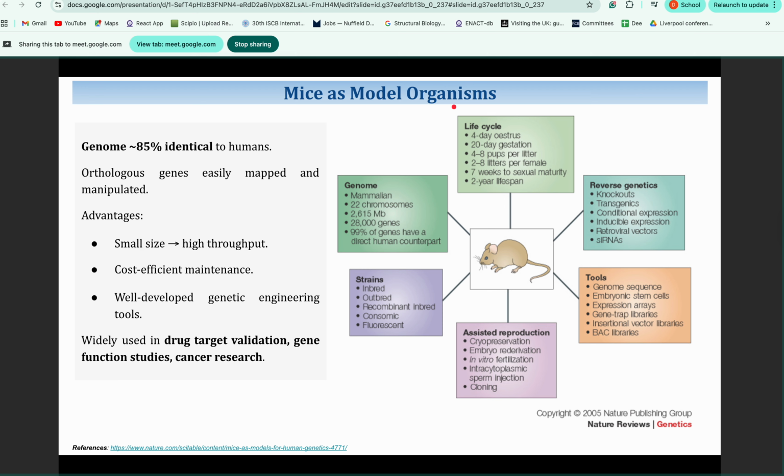So then come mice as a model organism. One by one we'll see which organisms can act as the model organism. So first of all, starting with the mice.